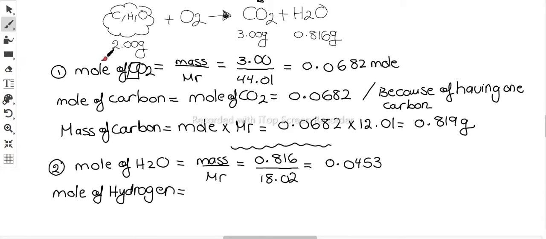I'm going now to find the mole of hydrogen, which is presented inside my vitamin C. Now, if I look at the formula of the water molecule, I find that I have 2 hydrogens instead of 1. So in this situation, the mole of hydrogen will be 2 times the mole of water.